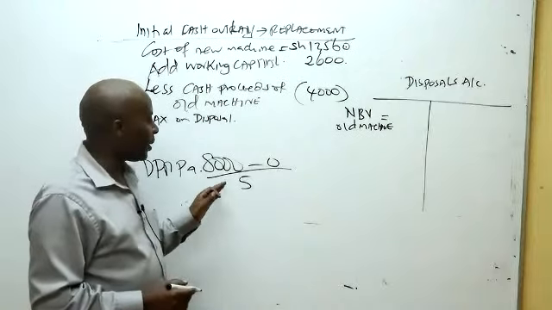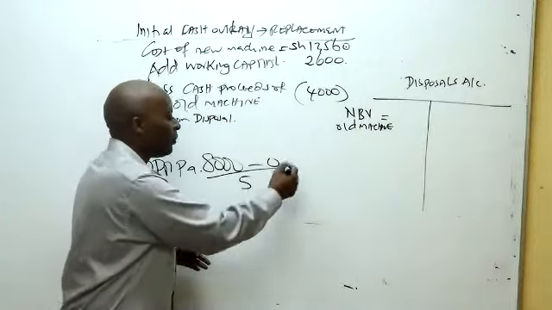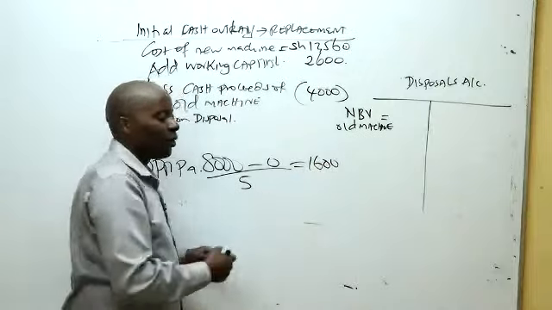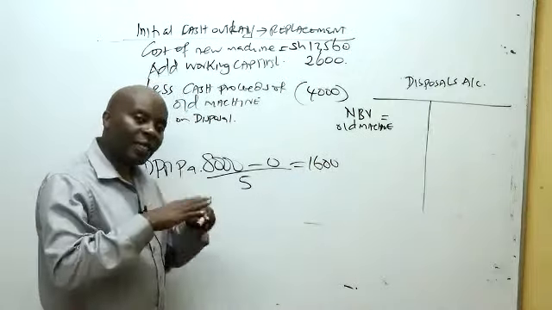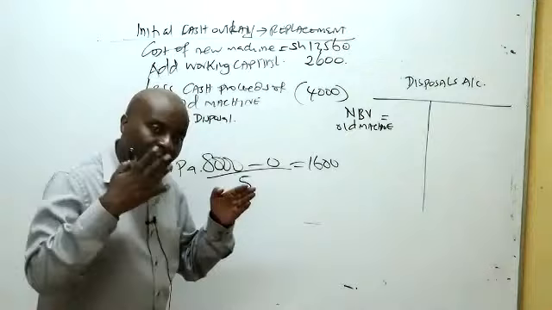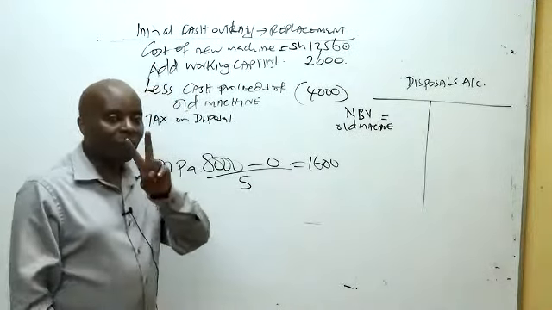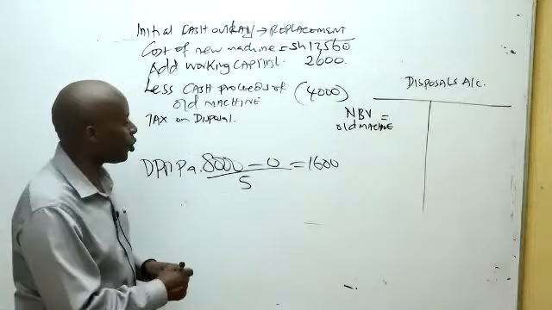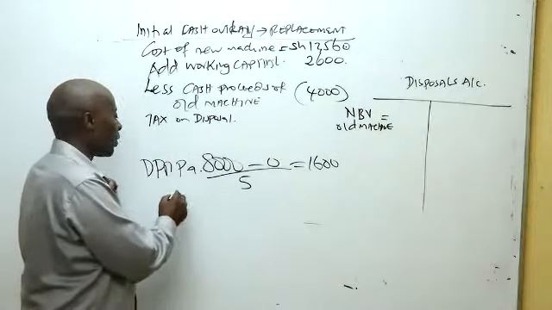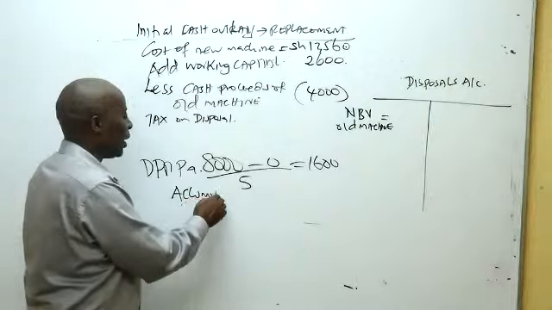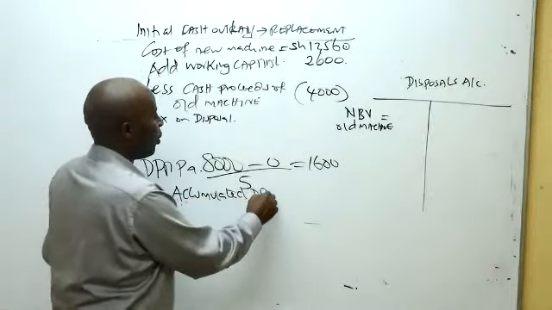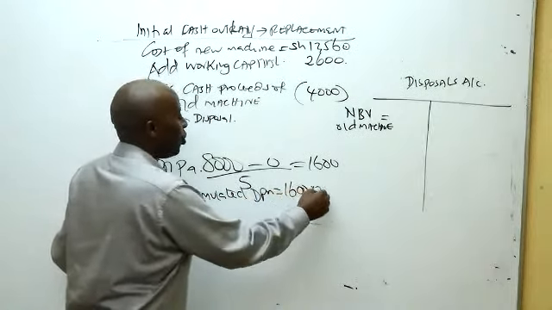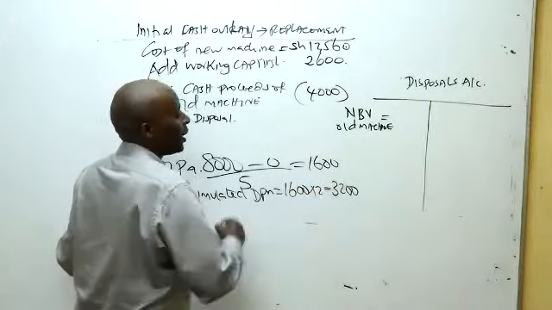Depreciation per annum: 8,000 divided by 5. Somebody tells me it is 1,600. But remember, since the time we bought the machine to the time that we want to sell it, the machine has run how many years? 2 years. And therefore, the total accumulated depreciation will be 1,600 times 2, which gives us 3,200.